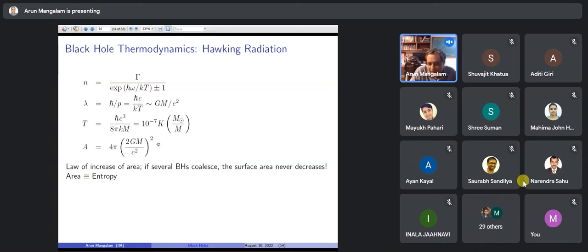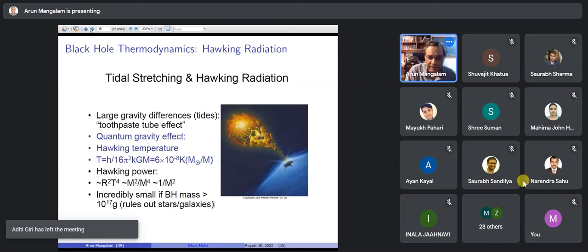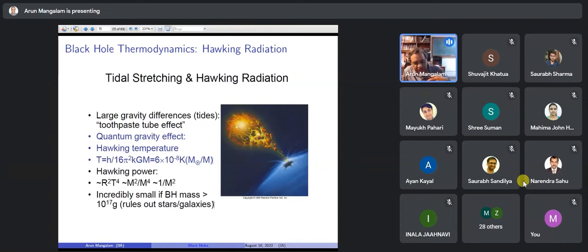the Hawking radiation will scale as 1 over m squared. So the more massive it is, less radiation energy will radiate. So it's counterintuitive in the sense that Hawking power is r squared T to the power of 4, is m squared by m to the power of 4, goes as 1 over m squared. If it is less than 10 to the power 17 grams, then it would have evaporated by now, right? So this rules out stars and galaxies as sources of Hawking radiation.